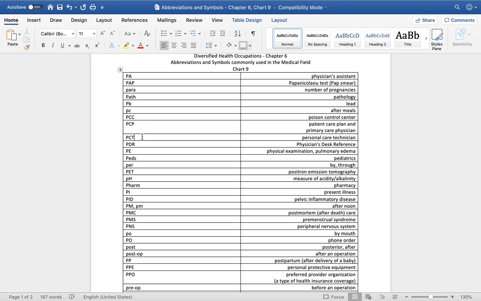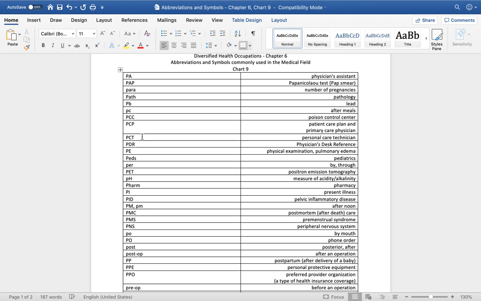PCT, this is for personal care technician. I've also seen it as patient care technician, but for our reference here, it's personal care technician. This is a new up and coming job that is kind of a cross between a CNA and a medical assistant. It's an entry level type of job, minimal training, takes a few months, but it helps you to know how to assess patients' vitals. You can also specialize and learn how to do EKGs and potentially some phlebotomy as well.